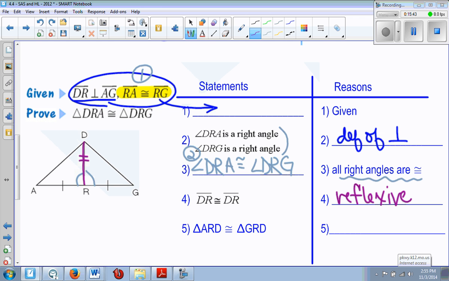Okay, so if we go through and look at all of the things we have, we were given a pair of congruent sides to begin with, RA and RG. We figured out that DRA and DRG were congruent angles because they're both right angles. And we also found that we have a shared side down the center, which is a third congruence. Once I have 3 congruencies, I can say I have congruent triangles. In this case, I've got sides that form the congruent angle, which means that, again, I'm using side, angle, side.